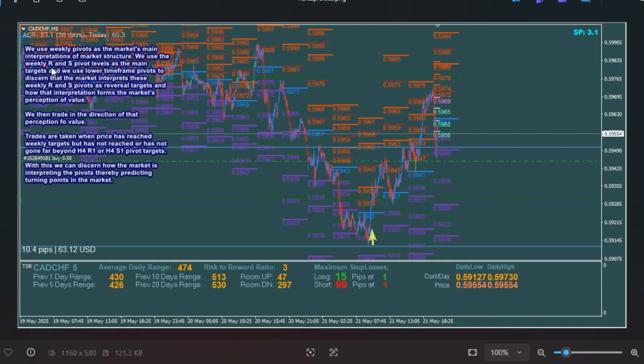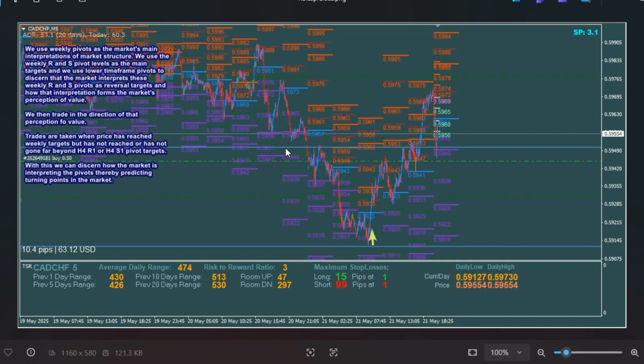We use the weekly R and S pivot levels as the main targets, and we use lower time frame pivots to discern that the market interprets these weekly R and S pivots as reversal targets, and how that interpretation forms the market's perception of value. So what does that mean? Let me illustrate this.